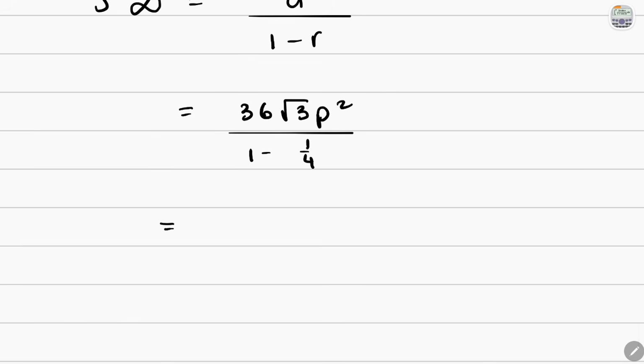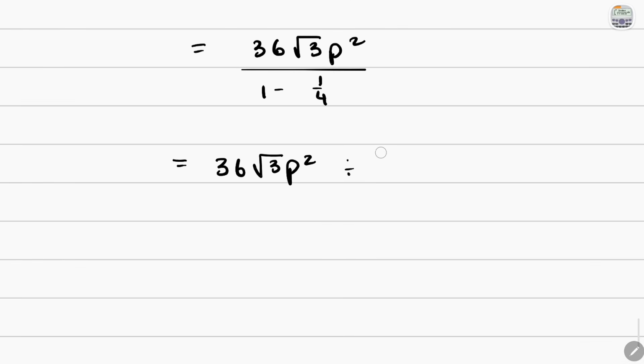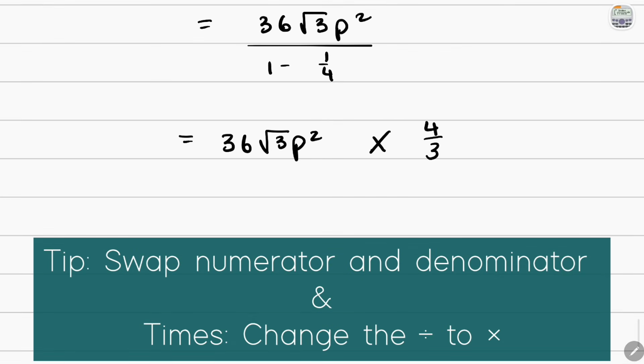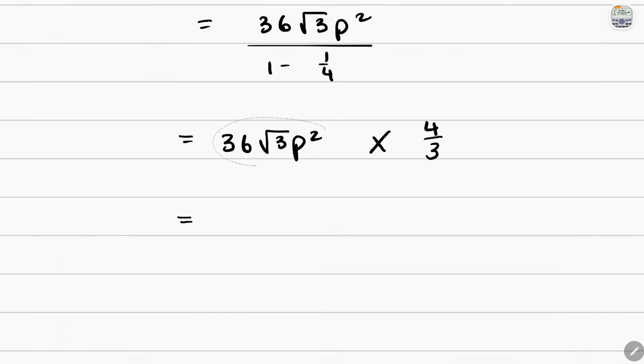And let's just simplify this. So this is just 36 square root 3 p squared. And we're dividing by 1 minus a quarter, which is 3 over 4. And so it's really just multiply by 4 over 3, if you're using the tip and times. Okay, so that means that we have common factors here. This is what we can do. We can put this over 1 so that now we're multiplying these two fractions together.